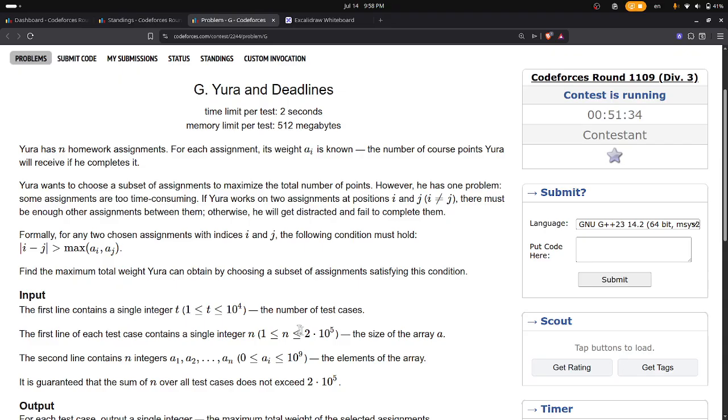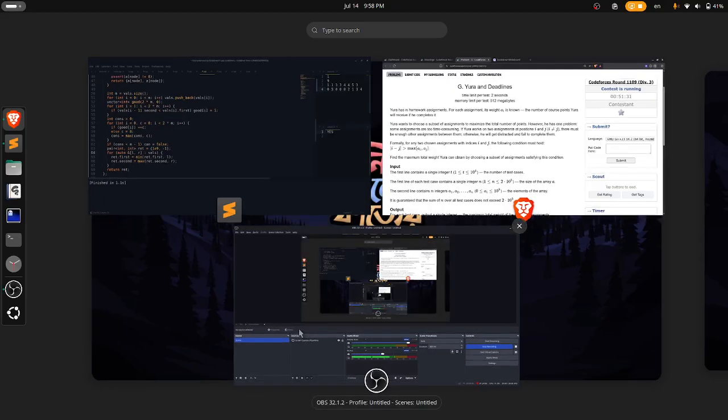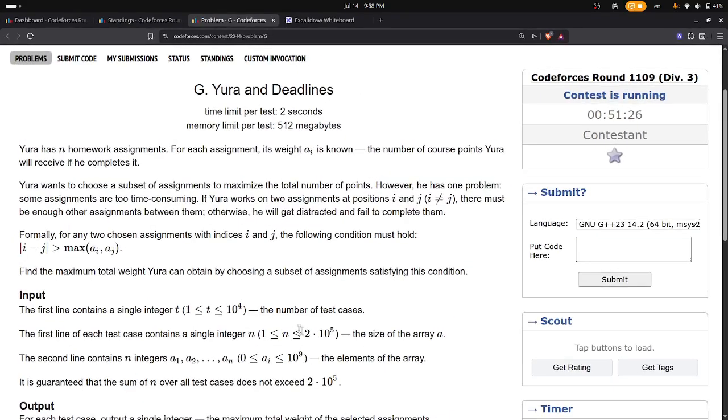However, he has one problem. Some assignments are too time consuming. If Euro works on 2 assignments at positions i and j, there must be enough other assignments between them. Otherwise, he will get distracted and fail to complete them. Formally, for any 2 chosen assignments with indices i and j, the following condition must hold: |i minus j| is greater than or equal to the max of a_i and a_j. Find the maximum total weight you can obtain by choosing a subset of assignments satisfying this condition.